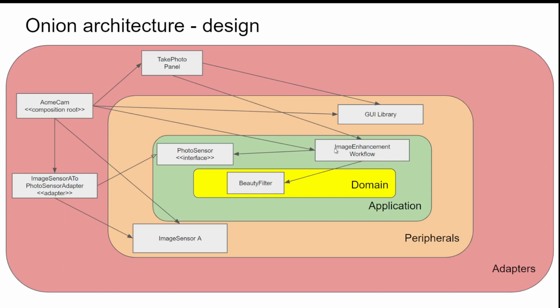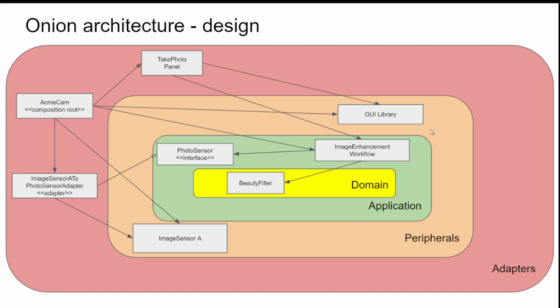Now, if we go one layer out, then we will see the peripheral layer. In this peripheral layer, we have some standard libraries. For example, we have a GUI library, or another library that provides access to a camera sensor, but these are not specific to our application. So if you want to make it specific to our application, then we need another layer, and this is the adapter layer. Probably you remember the adapters from the dependency inversion video.